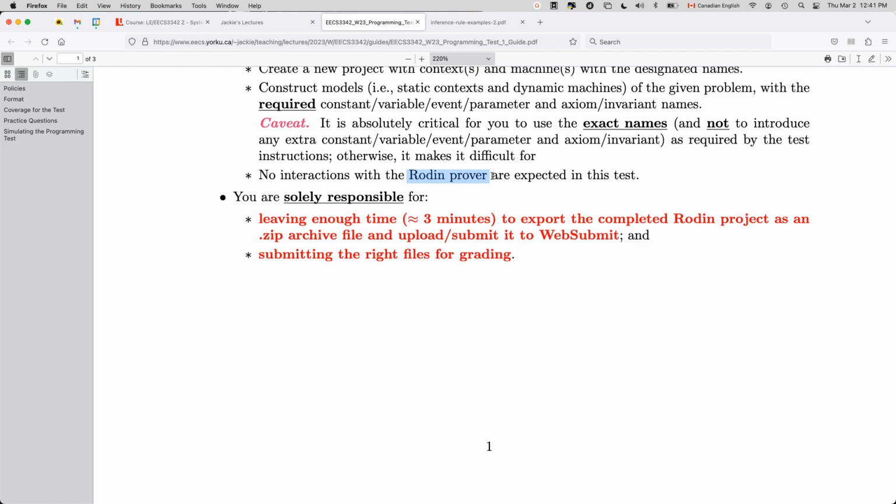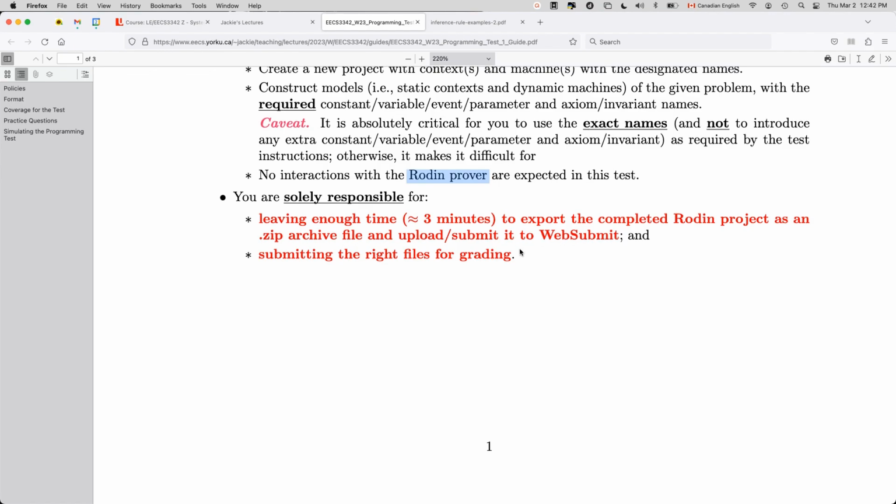Okay, so if your model is 100% correct, following all the instructions given to you, and you got all the proof obligations discharged automatically, you're good. Okay, and I would say the bottom line, you don't want to have any syntax error or type error. Having some proof obligations undischarged, you will still get partial marks.